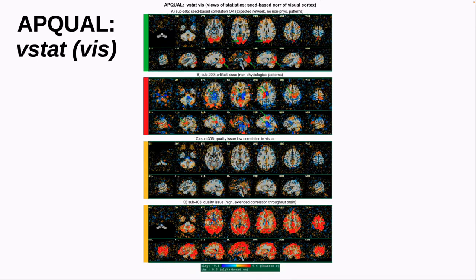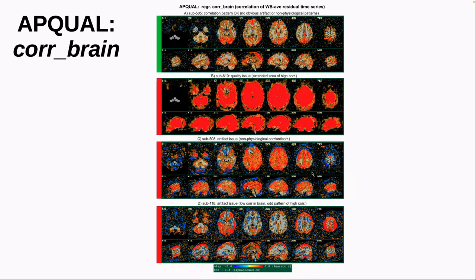Similarly, we have these kinds of things in the visual network, and we had a lot of subjects in the 200 group that had large correlations in the middle of the brain that didn't make any sense. They're not physiological. Okay. All right. So I'm going to continue on.